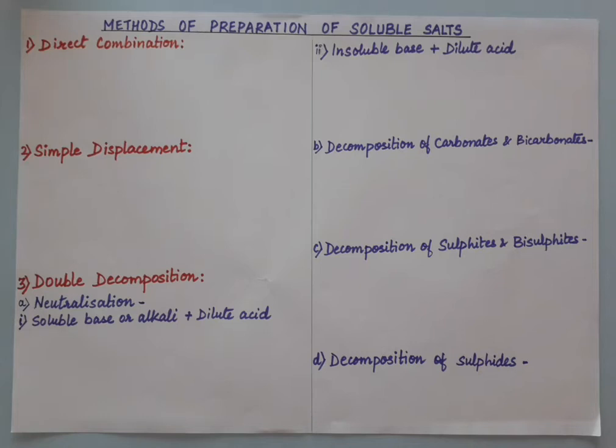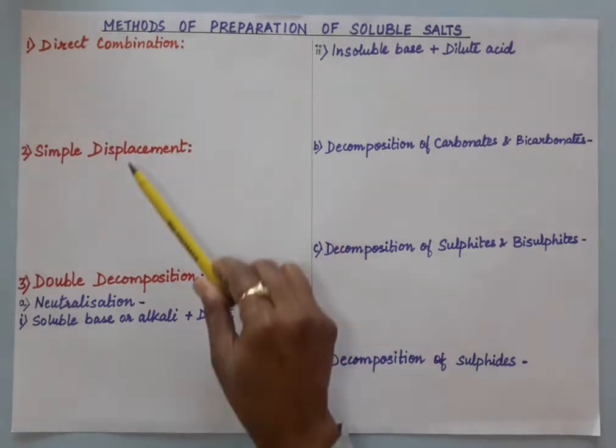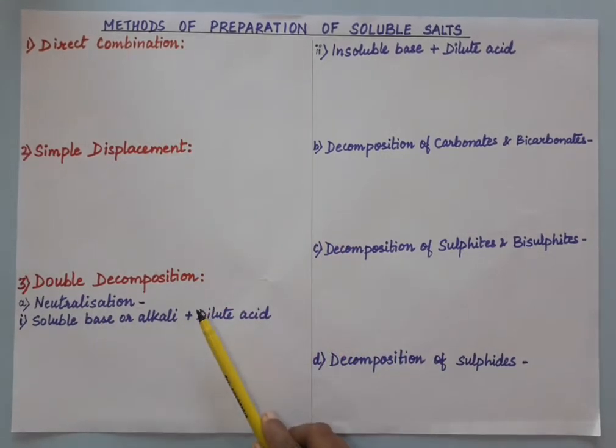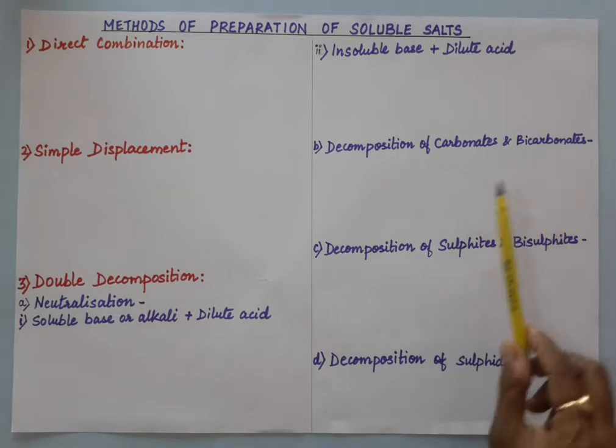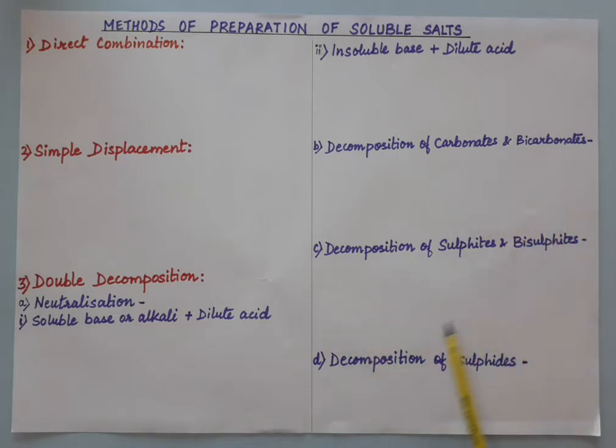Hello students, let us understand the methods of preparation of soluble salts. Now, these are the methods: direct combination, simple displacement, double decomposition. And in double decomposition, we have neutralization reaction and decomposition of carbonates, sulfides, bisulfides. So these are all the methods by which we can prepare soluble salts.